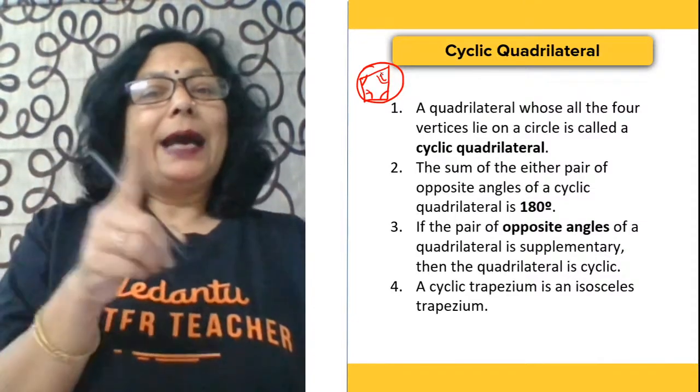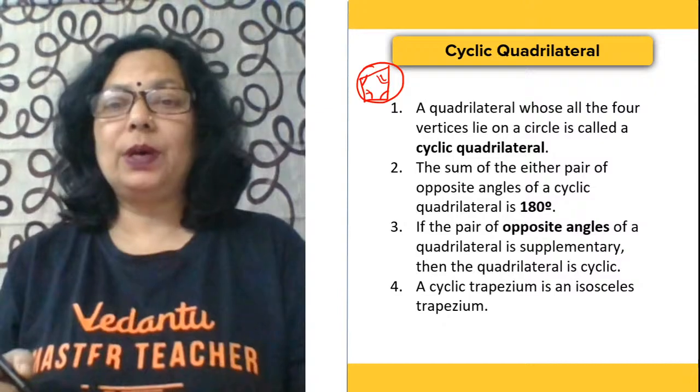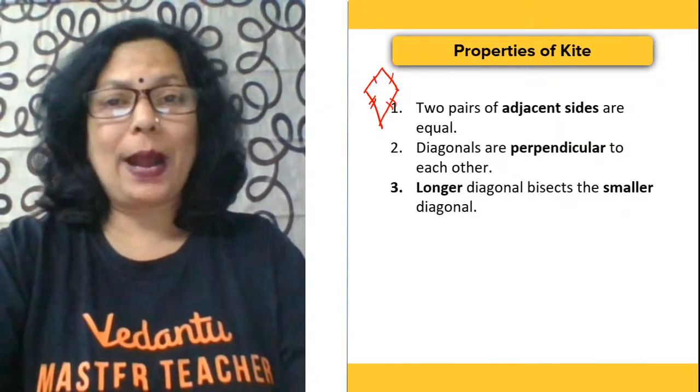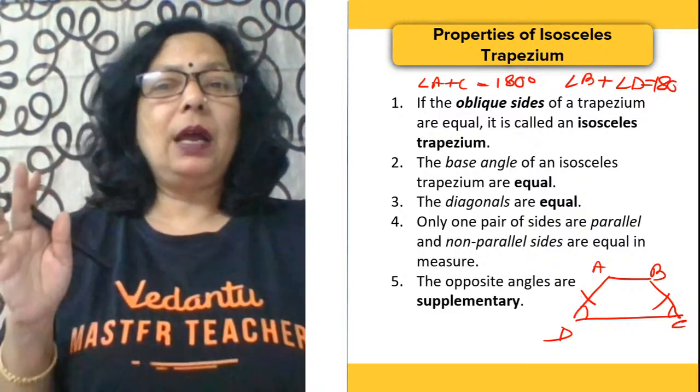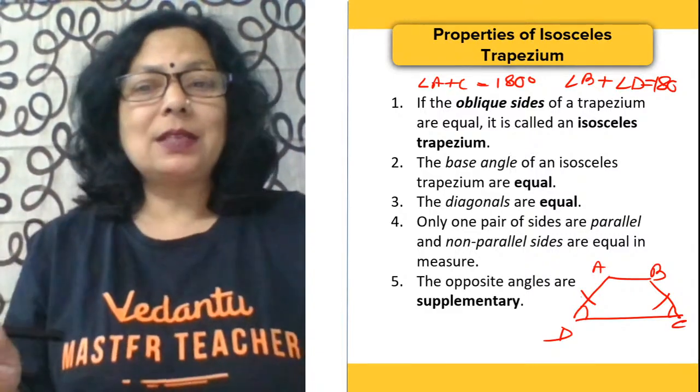Don't get confused. In an isosceles trapezium, the base angles are equal. See, go back to the isosceles trapezium. What was it? The base angles of an isosceles trapezium are equal and the diagonals are equal.